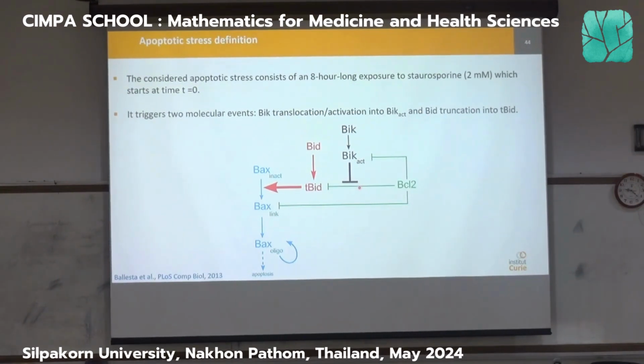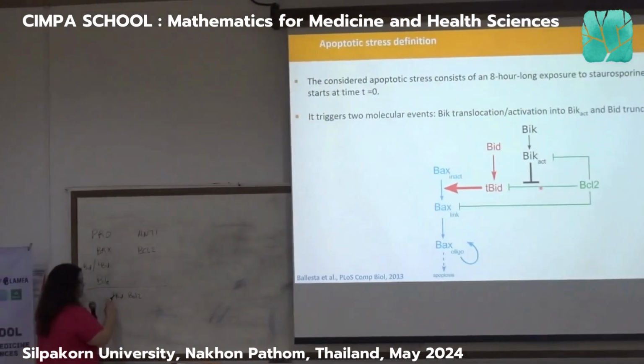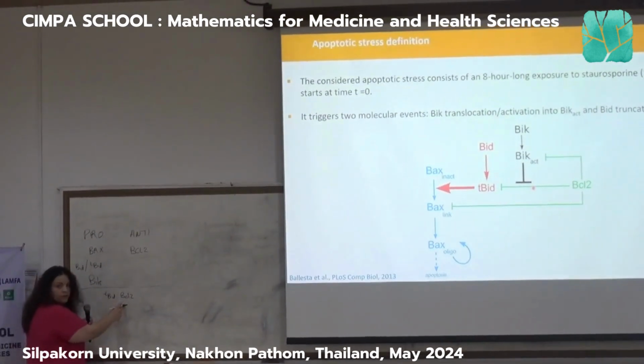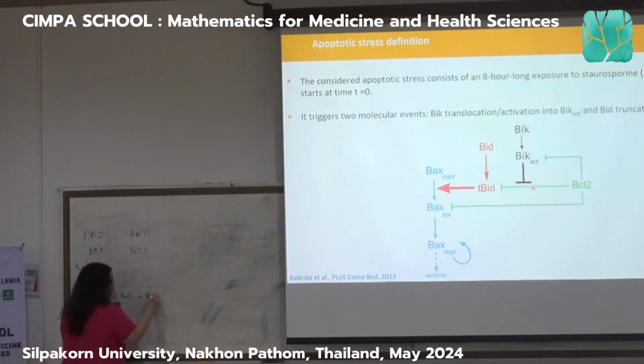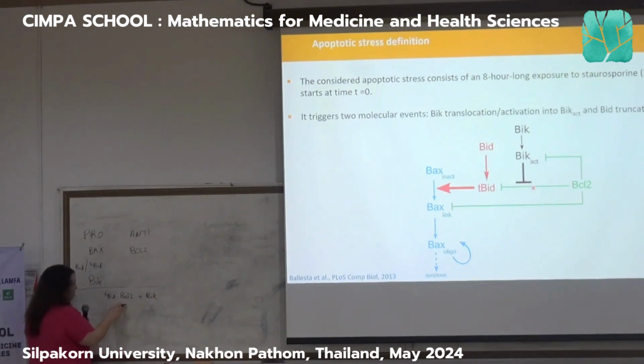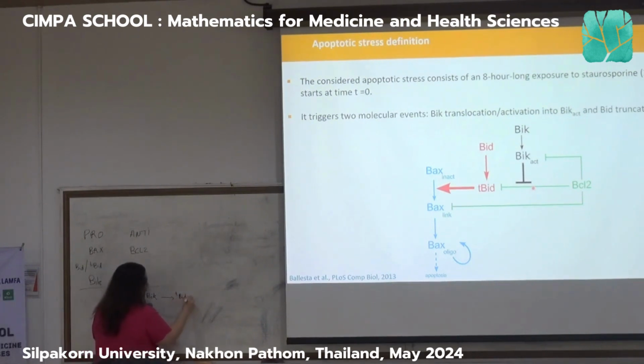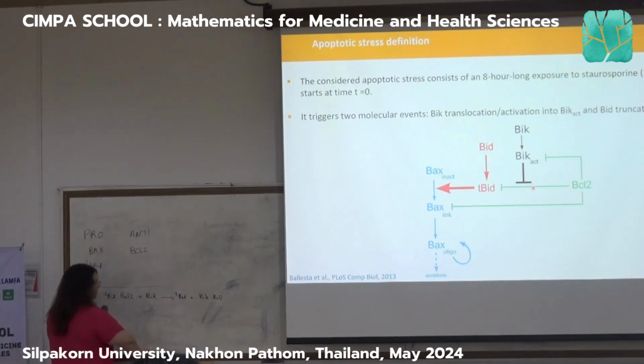But maybe this one is the one that will trick you, or maybe not. So you have basically complexes of tBID and BCL2. This is when tBID is trapped in complex with BCL2, so when it's inactive. Then when a BIM molecule comes close to this type of complex, it will take the place of tBID, and then you have free tBID plus the complex of BIM and BCL2. So as you can see, BIM is consumed by this reaction.